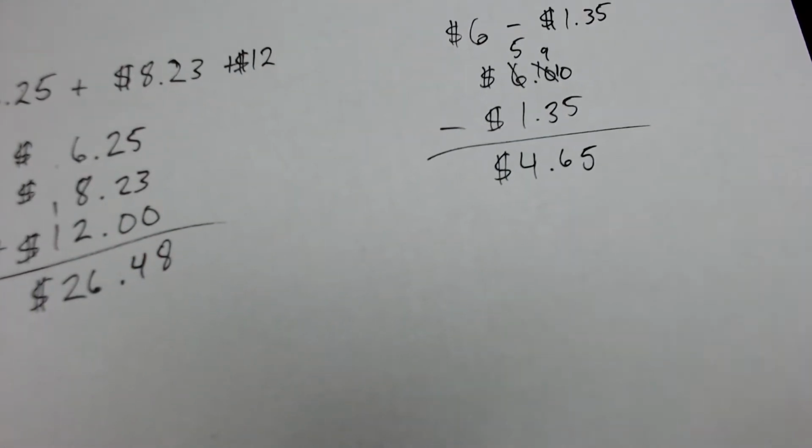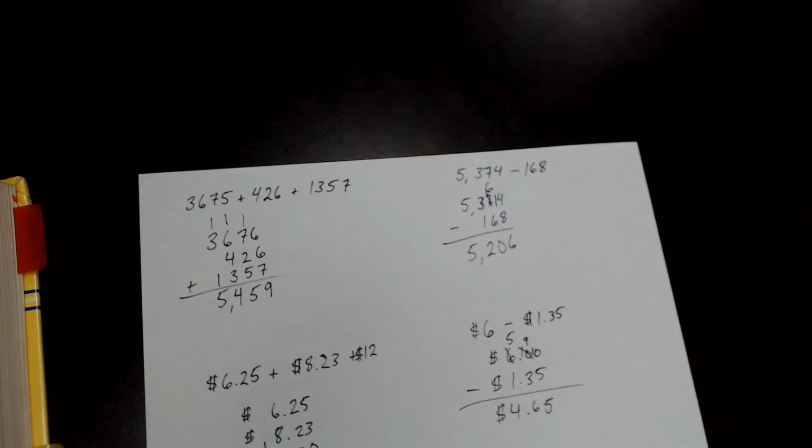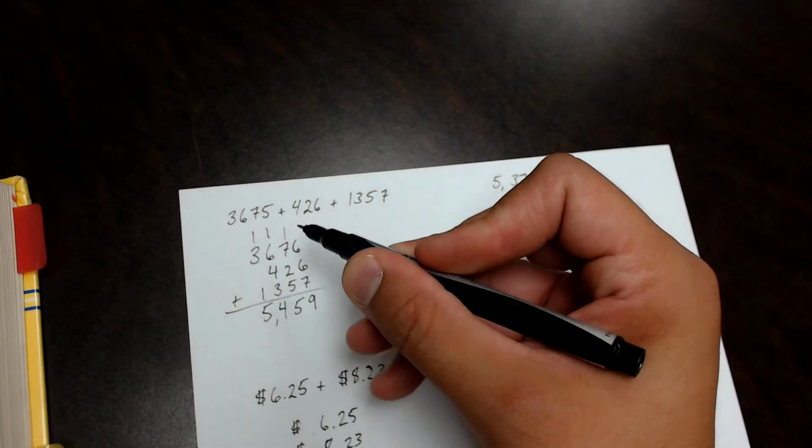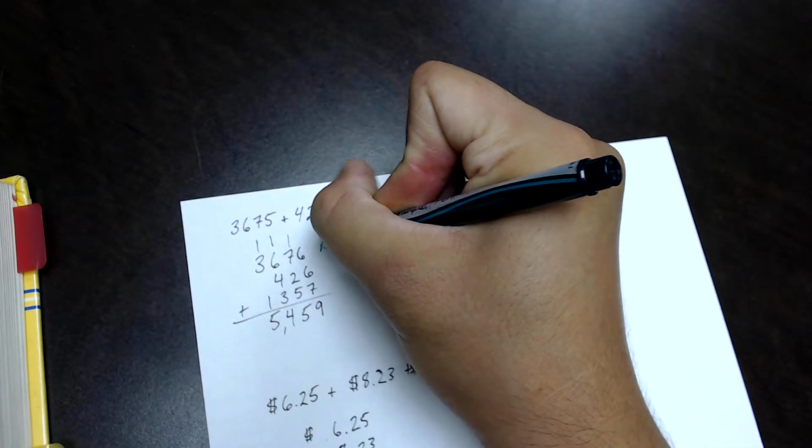Okay, so that's everything as far as addition and subtraction is concerned using these vertical algorithms. Last thing is some words. In addition problems, I'm going to use a different color for this because this is important. In addition problems, we call these numbers addends.